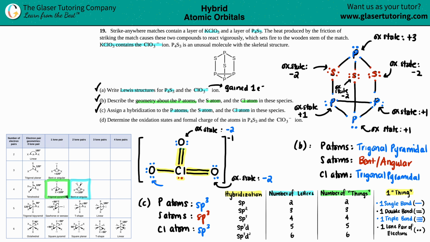And this oxygen is also a -2 because remember, we gained 1 when we added that charge. And then there's another electron from chlorine that's going to be gained. So the oxidation state for this oxygen is a -2. So -2 is all around.